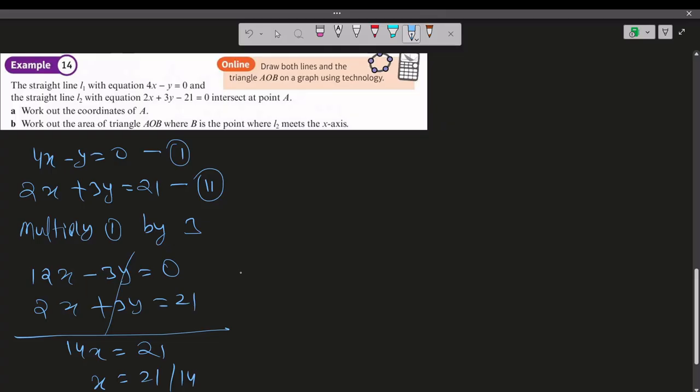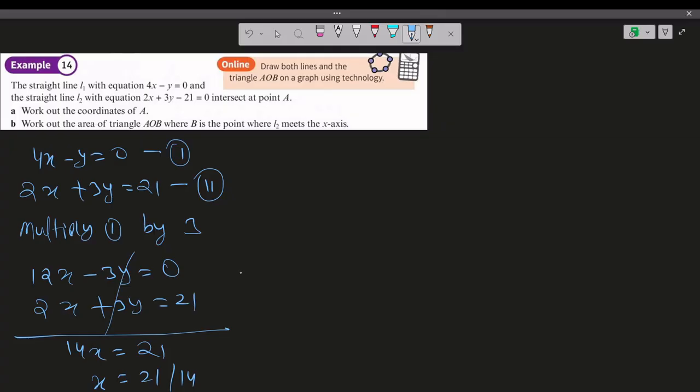4x minus y equals 0. 2x plus 3y minus 21 equals 0. 12x minus 3y equals 0, and then 2x plus 3y equals 21. That's okay. 12x plus 2x, 14x equals 21. Yeah. So x is this much.